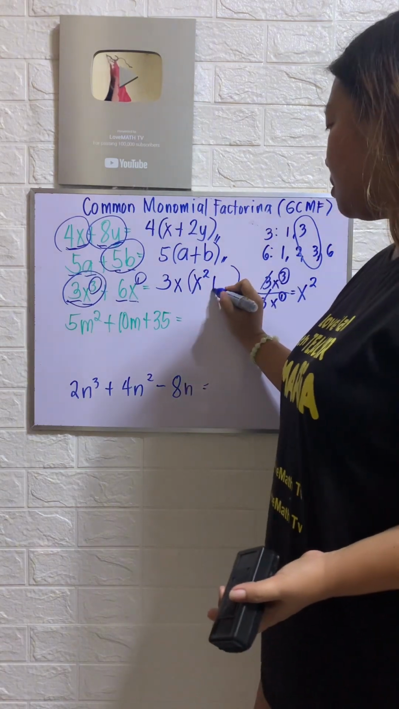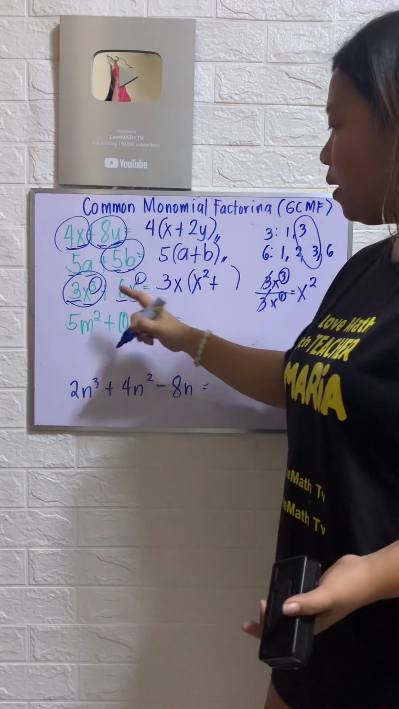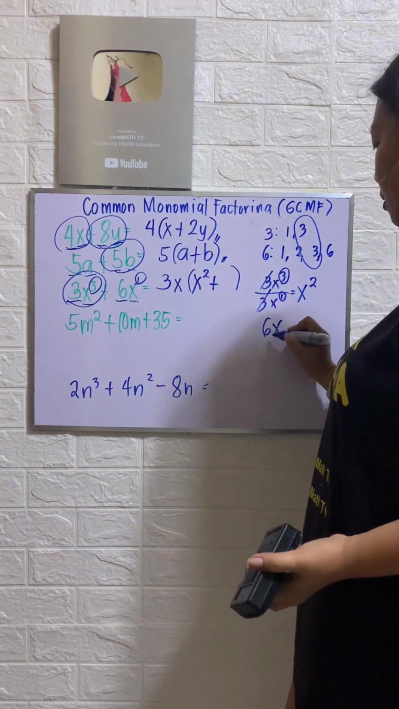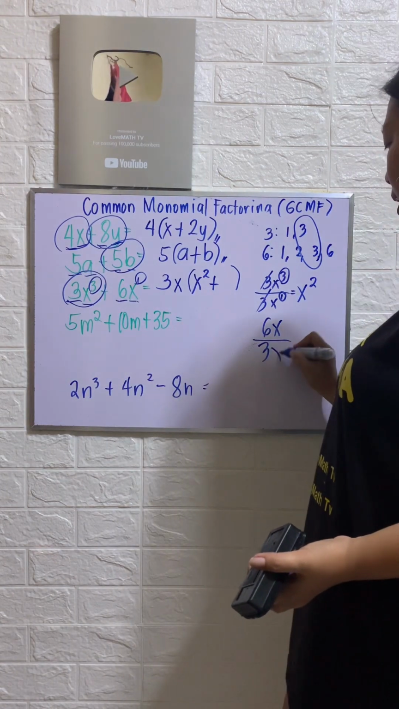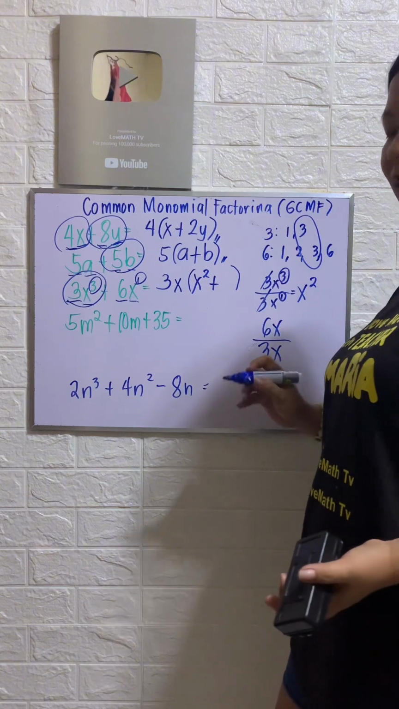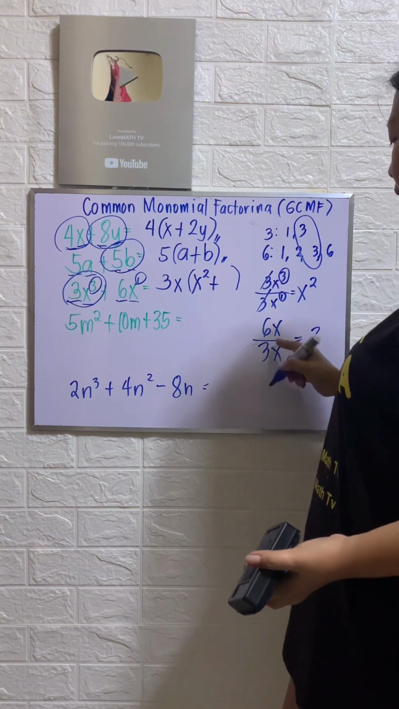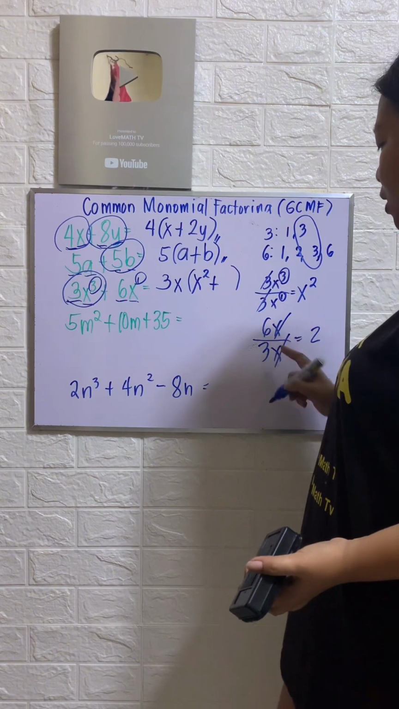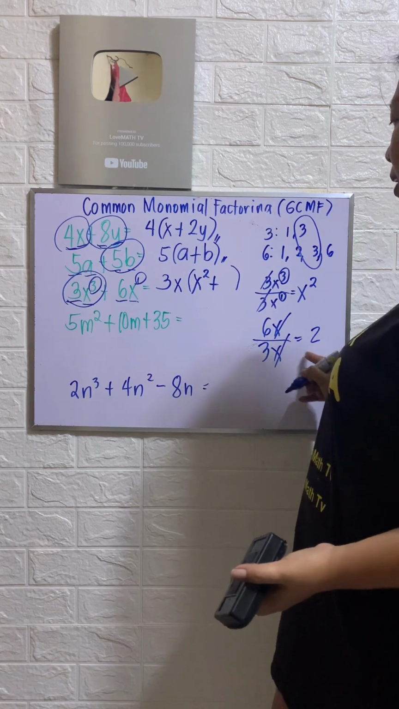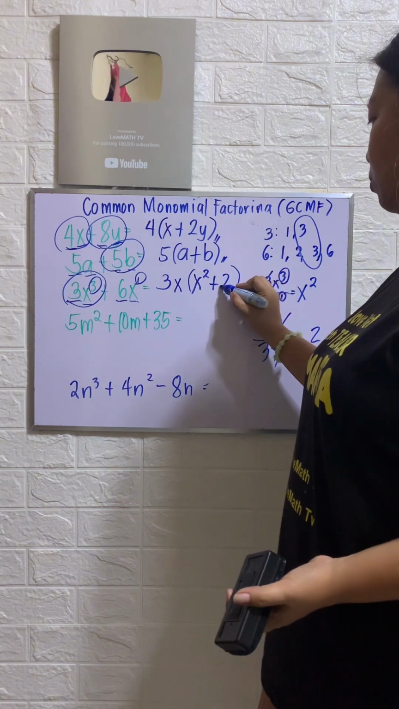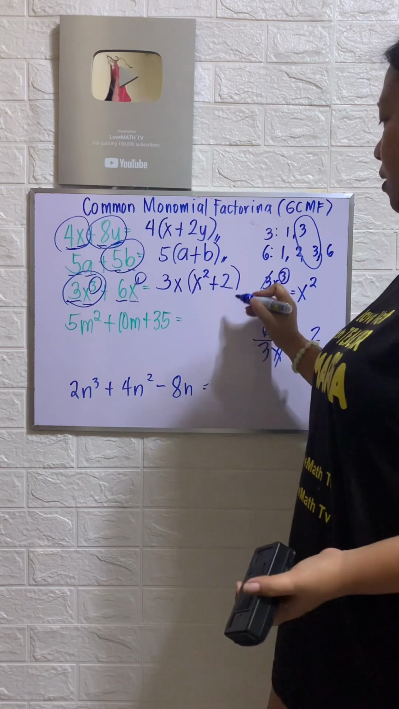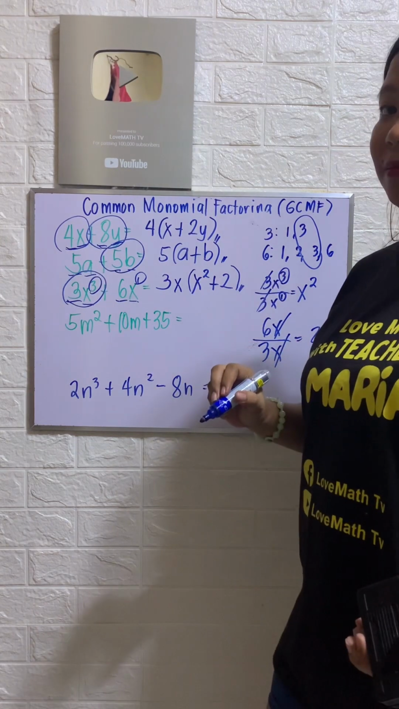Plus, okay? This one is 6x divided by 3x. 6 divided by 3, you have 2. Then, x divided by x, di ba? 1 minus 1, 0 na lang siya. So, ang matitira na lang ay 2. Okay, so this is now your answer for number 3.